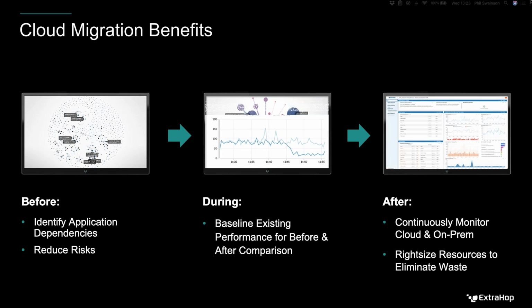They monitor on-premise, identify applications that can be moved to cloud, look at the dependencies, then during cloud migration, baseline the existing performance for before and after comparison, and then start to do continuous monitoring of the newly migrated application. Do they need to roll back, do they need to add more resources, do they need to right size, do they need to downsize, could they actually get away with less resources? So there's a lot we can do with an extra hop, both during the migration and afterwards, to understand what your workloads are.